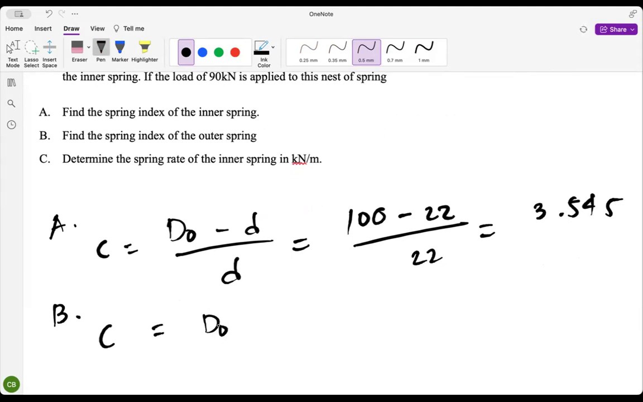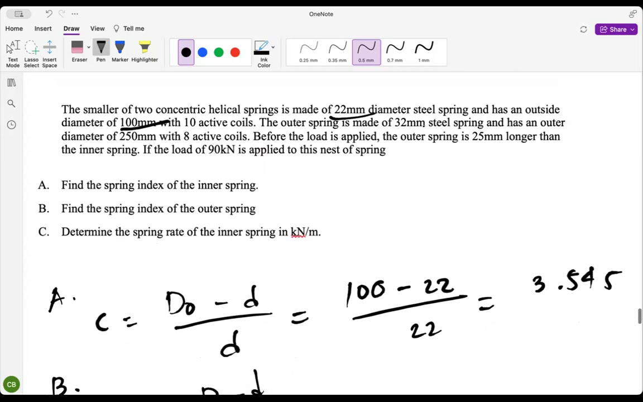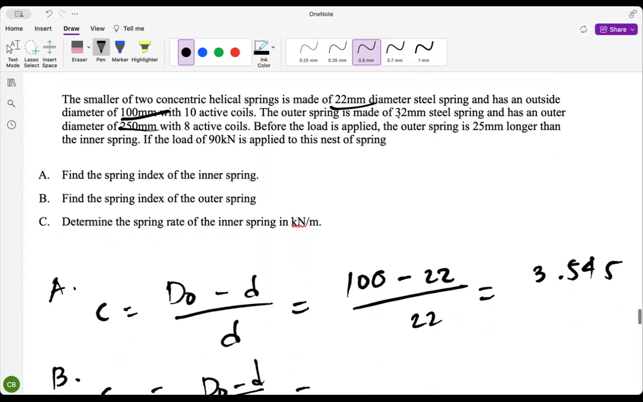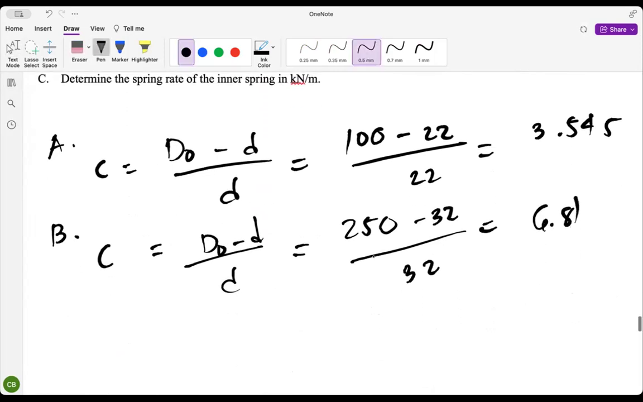Okay, next, B, we have the outer one. So we have DO minus D over D. For the outer spring, we have an outside diameter of 250 and a wire diameter of 32. So 250 minus 32 over 32. So that would be 6.81.